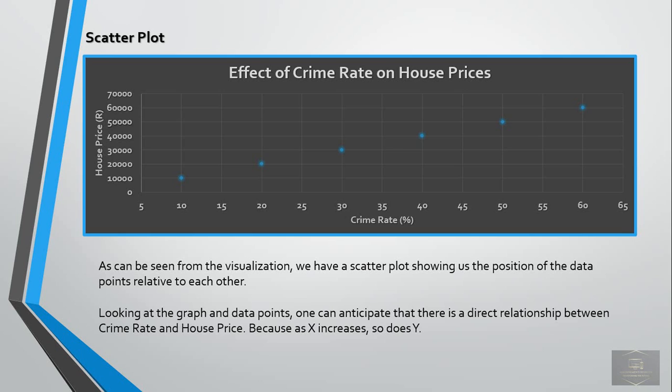As can be seen from the visualization, we have a scatter plot showing us the position of the data points relative to each other. Looking at the graph and data points, one can anticipate that there is a direct relationship between crime rate and house price, because as x increases, so does y.